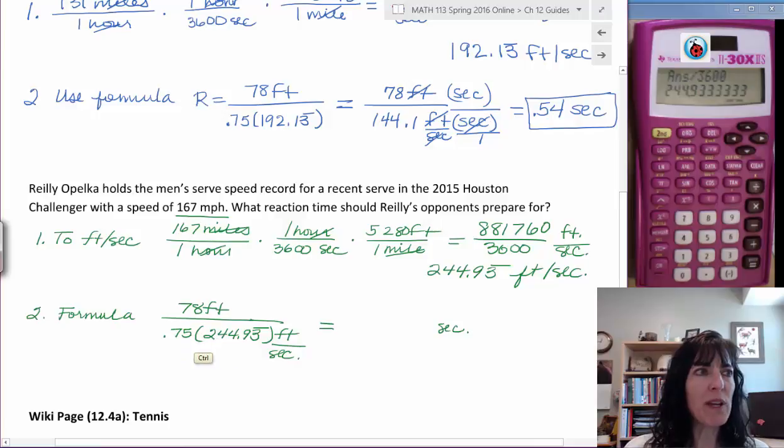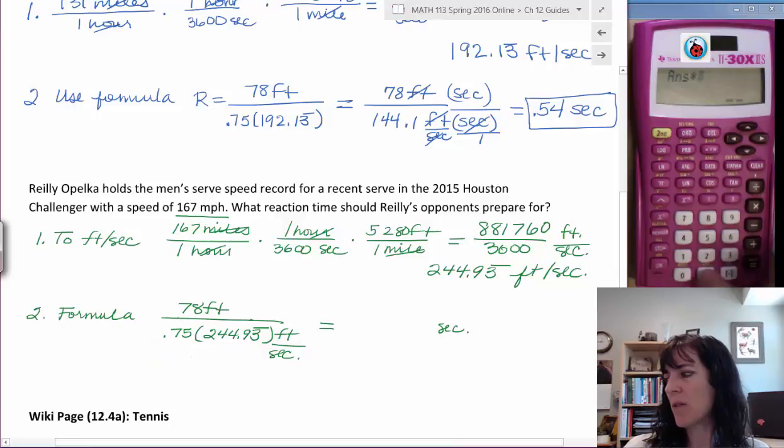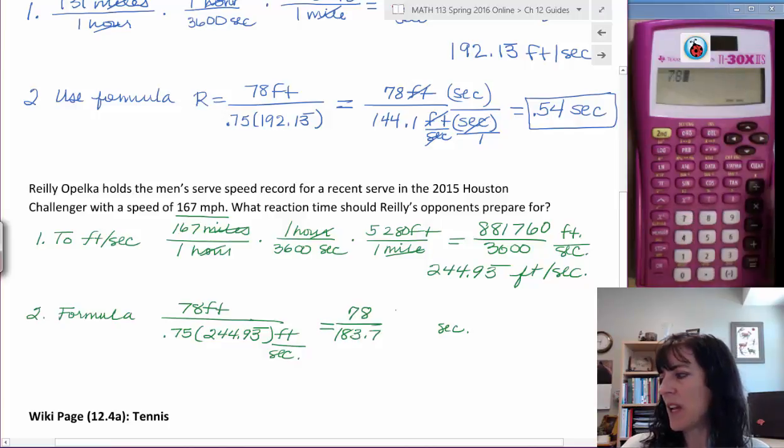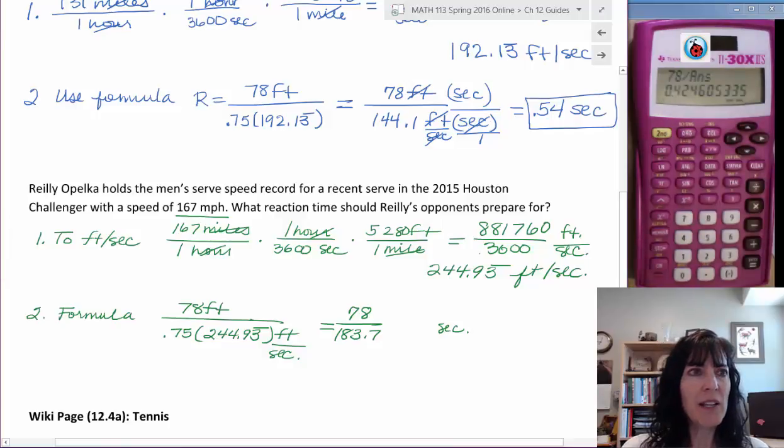Remember also that we may as well start with the denominator, since we have the 244.93 repeating sitting on the calculator. So just multiply it by that 0.75. And there I get 183.7. It works every time. It's beautiful. So I'll have 78 divided by 183.7. And then I can do 78 divided by answer. And I get a tiny 0.42 seconds.